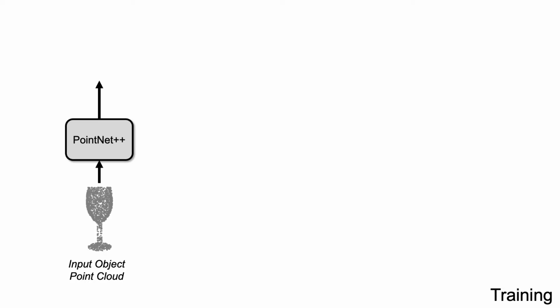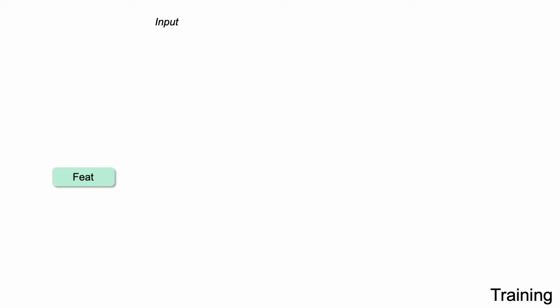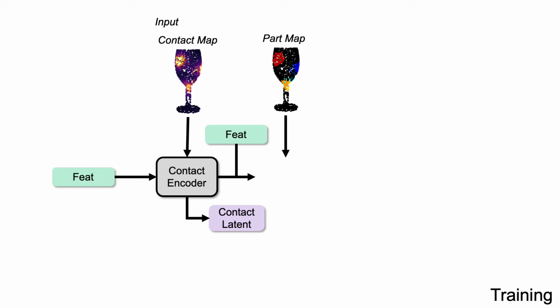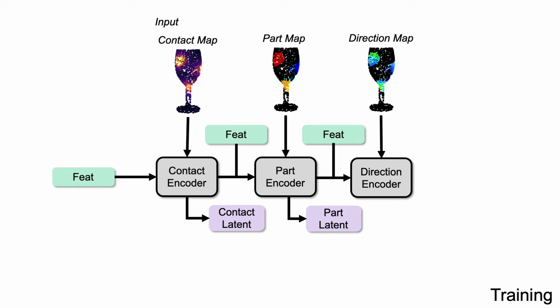Next, we introduce the conditional generative model to infer ContactGen from any given object. We factorize the joint distribution of ContactGen into a product of three conditional probability functions. We extract shared object features using PointNet++. The contact map is conditioned on object features. The part map is additionally conditioned on the contact map. The direction map is additionally conditioned on the part map.